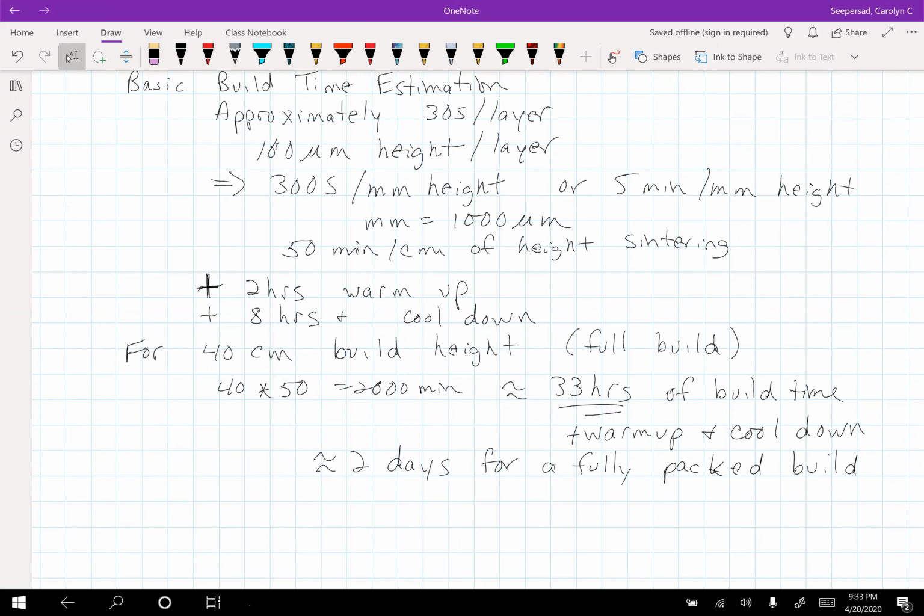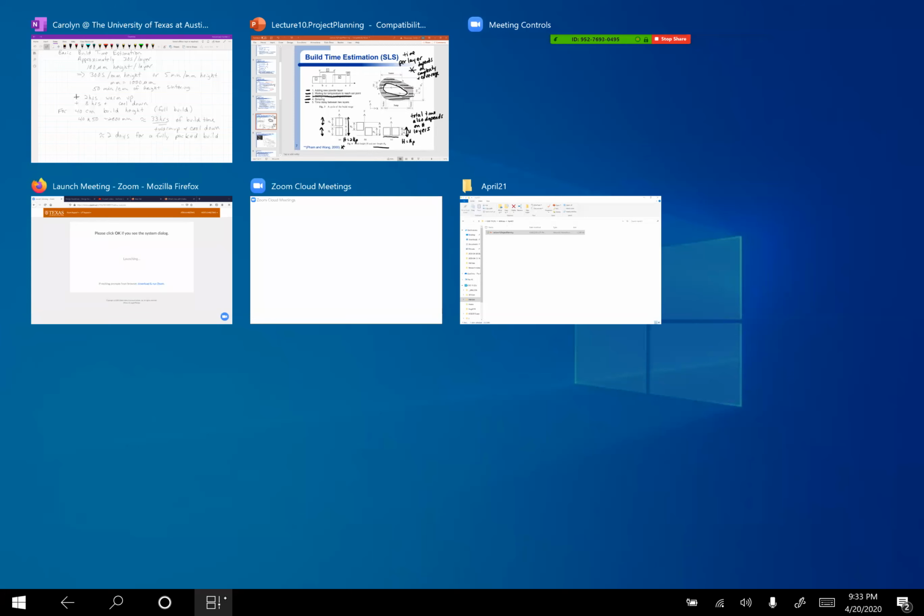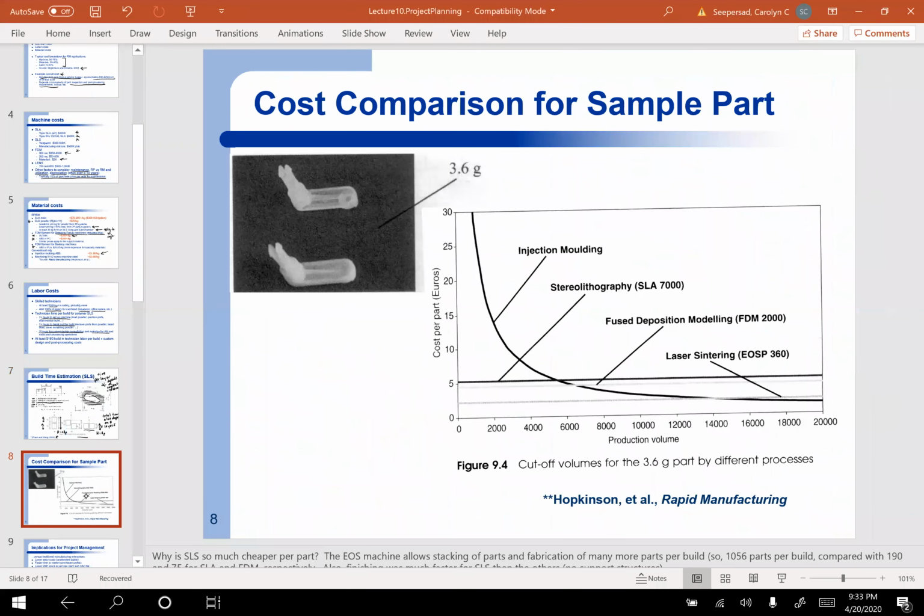Okay. All right, let's go back here and let's look at costs comparatively speaking of different processes. So here we've got up here a very simple small part. It weighs 3.6 grams. It's so small that you could build 1,000 of these in a single build in SLS. And what we've got over here is cost per part, and then the production volume over here on the x-axis.